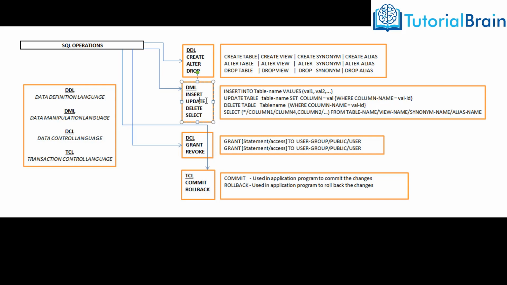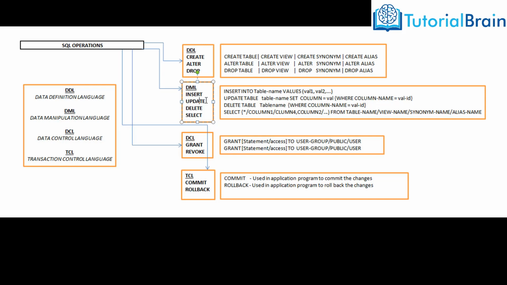Now the second operation you can see here is DML. DML is data manipulation language. In DML we have insert, update, delete and select. So using insert, we can insert the records into a table. Using update, we can update a particular record based on a particular condition, and these conditions are all optional. Again, as we discussed, delete is a part of DML operation, and this is a logical delete.